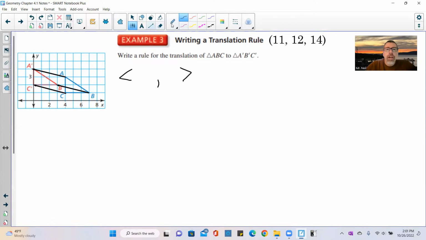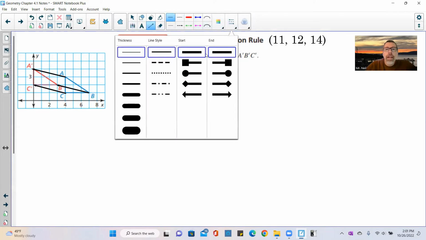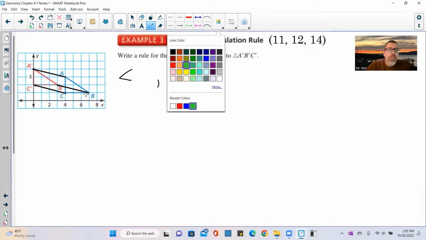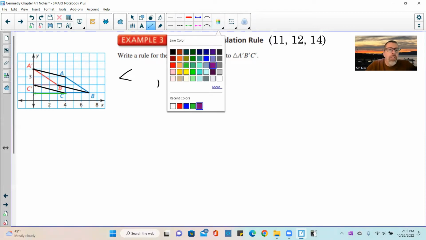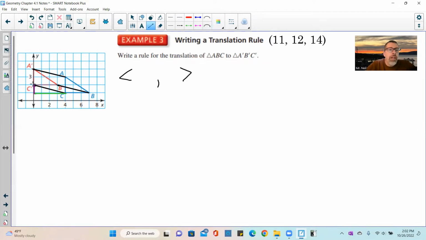So what did I do? So now I'm going to show you in detail what happened. I'm going to use green for my horizontal direction. So to get from C to C prime, I had to go to the left that many units. And to get up to C prime is my vertical distance. And then all I do is count and write that in. So one, two, three, four. Careful, it's to the left. That's left four is negative four. And then up one is positive one.